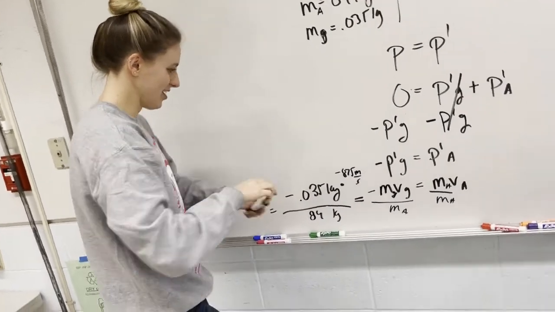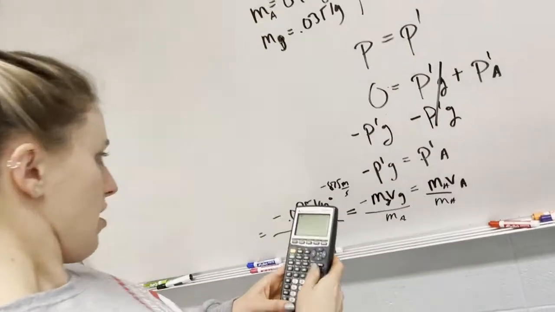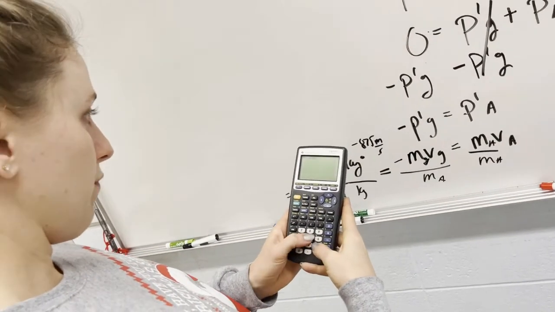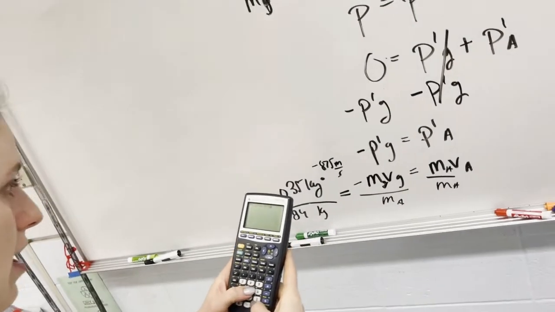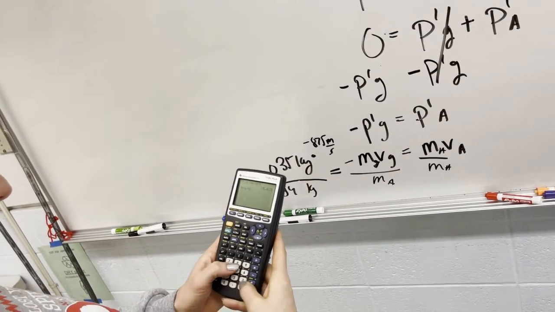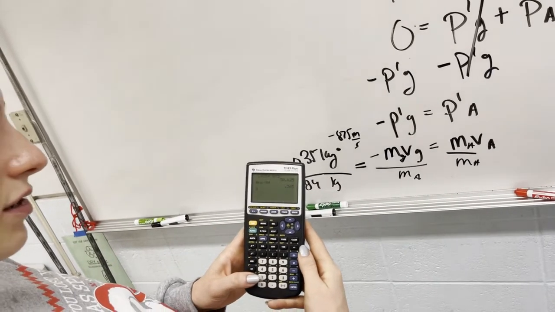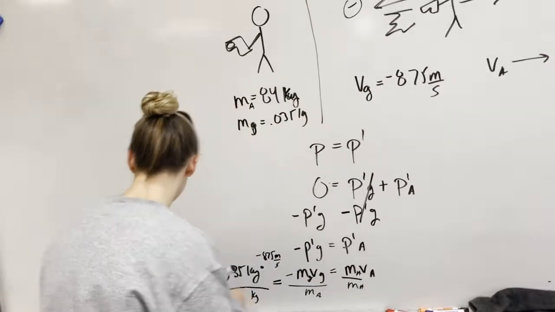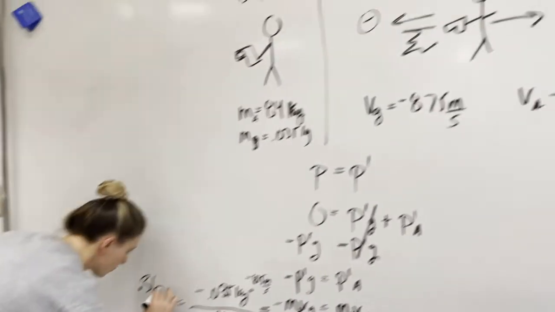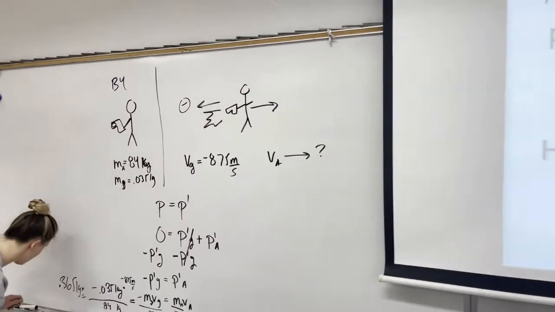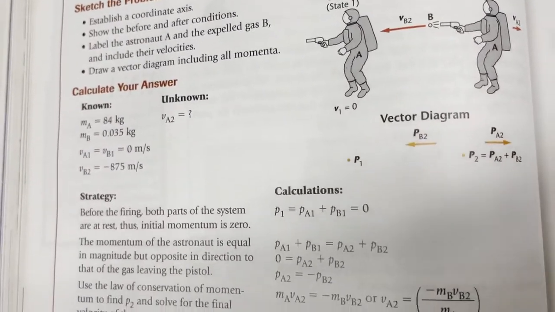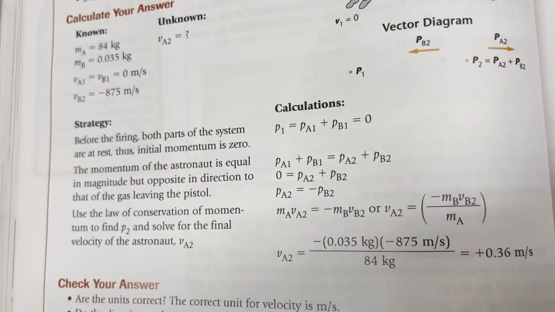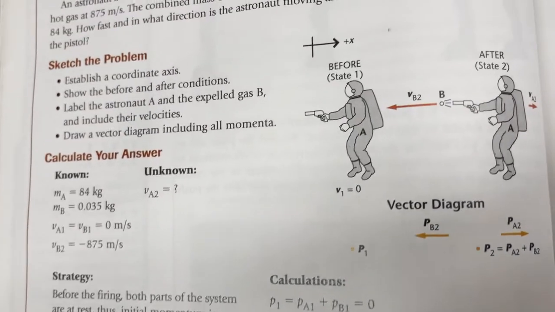All right, let's do this. So I've got negative 0.035 times negative 875, and then I divide it by 84, and I get 0.365. It's not very fast. So the velocity of the astronaut afterwards is 0.36 meters per second in the positive direction.